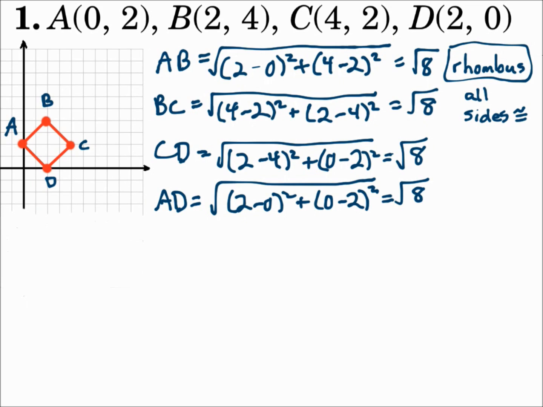Next, let's test and see if it's a rectangle. To be a rectangle, it needs 4 right angles. So let's find the slope of each side, and if consecutive sides have slopes that are negative reciprocals, then that means we have right angles and it would be a rectangle.